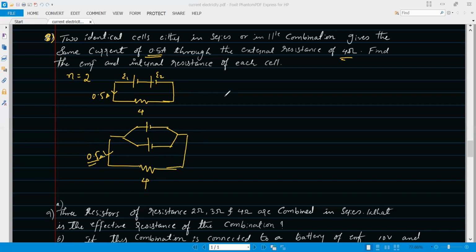Let us write the formula for n identical cells. No doubt there are two cells, but they are identical. For n identical cells in series, the current is I series is equal to n into E divided by R plus n into small r, where r is the internal resistance and n is the number of cells. In parallel, let us write I parallel is equal to n into E divided by n into capital R plus small r. Observe carefully: here n is with capital R, and n is connected to small r in the series formula.